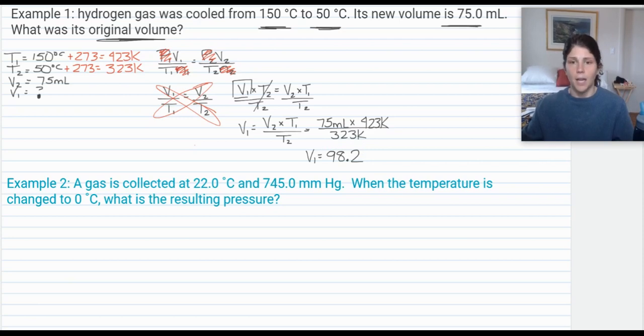I've got Kelvin in the top and Kelvin in the bottom. Just like dimensional analysis, we want to cancel out identical units on the top and bottom. And so we're left with units of, the only units left over are milliliters, which honestly should make logical sense, right?